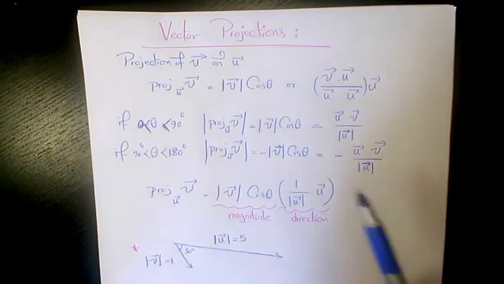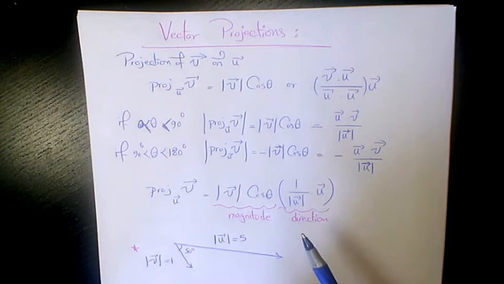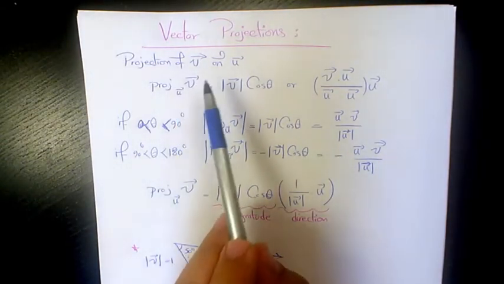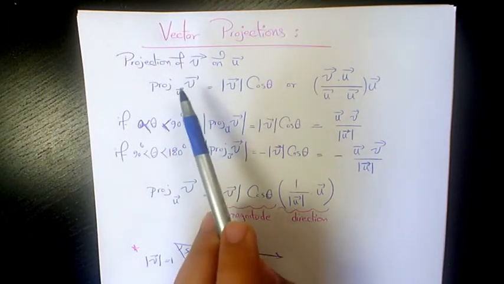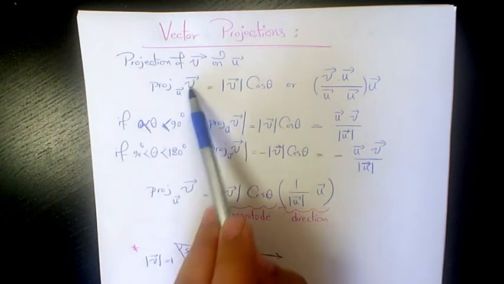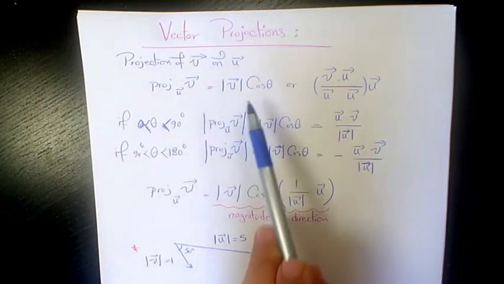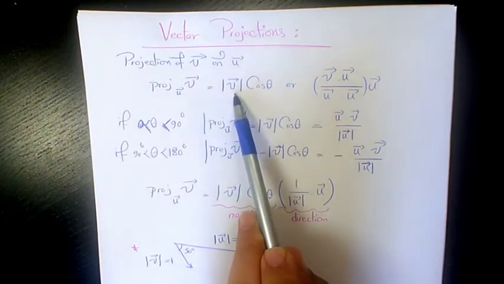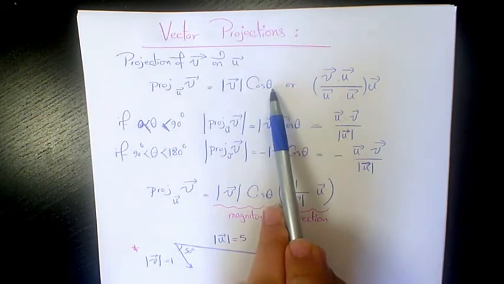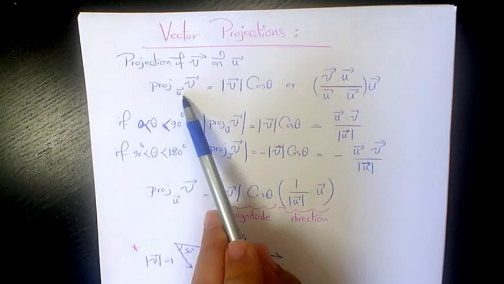Welcome to another video. In this video I want to talk about vector projections. Whenever we project a vector over another vector, we need to use this formula. We have the projection of V on U. If you want to calculate it, it is going to be the magnitude of vector V times cosine theta, where theta is the angle between vector V and vector U.